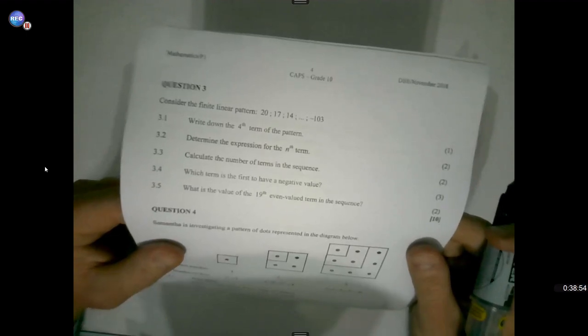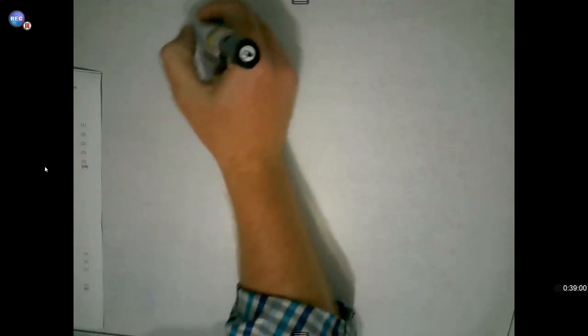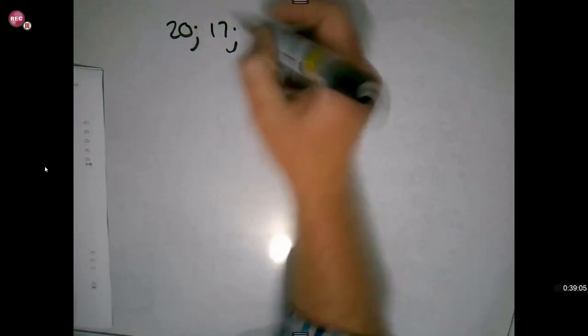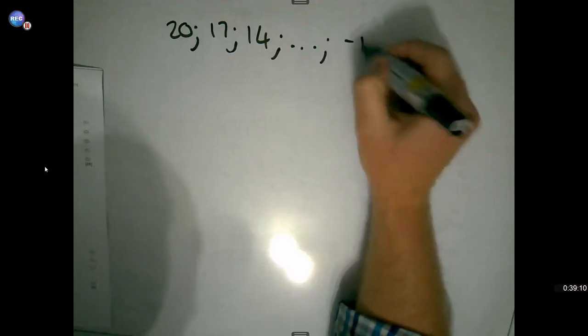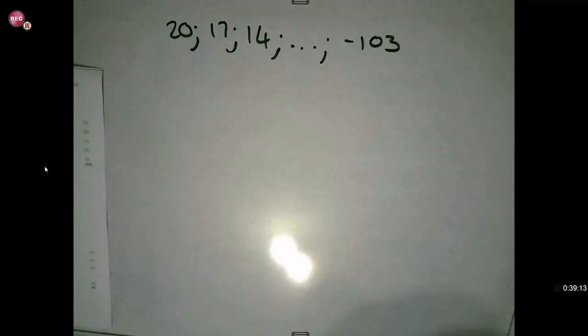Question number 3 is all about patterns. There's your sequence, and then they ask you a number of questions in this regard. Okay, question number 3. So my pattern is 20, it is 17, it's 14, then they leave it open, and then they give me negative 103. Beautiful. Okay, so what do we do? The first thing that you need to check for, as they're asking in question 3.1, is to write down the fourth term of the pattern. The fourth term of the pattern.